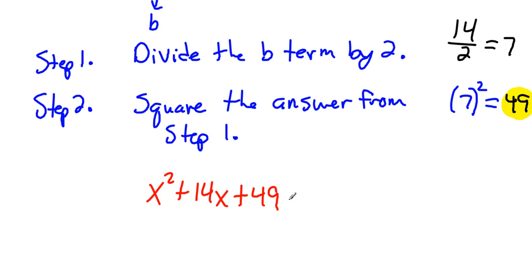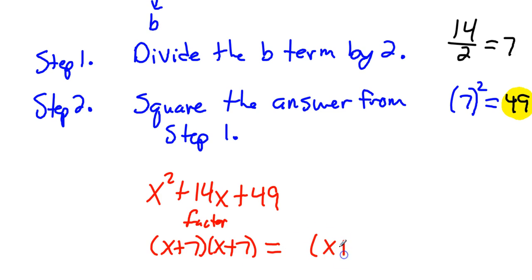Now, if you were to factor this thing, what are the factors of 49 that equal 14? 7 and 7, right? So you'd have x plus 7, and you have x plus 7. And if you've got two of the same thing, what can we rewrite it as? There you go, x plus 7 squared, right? And now that you've got it as a squared term, then you could go back and use the square root property on both sides to solve it and get the answer.